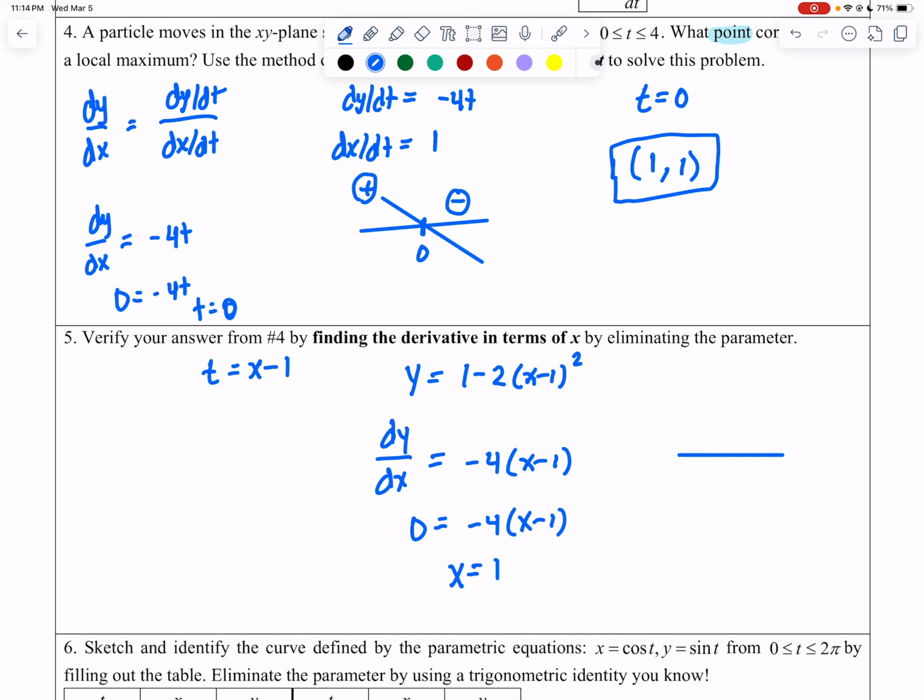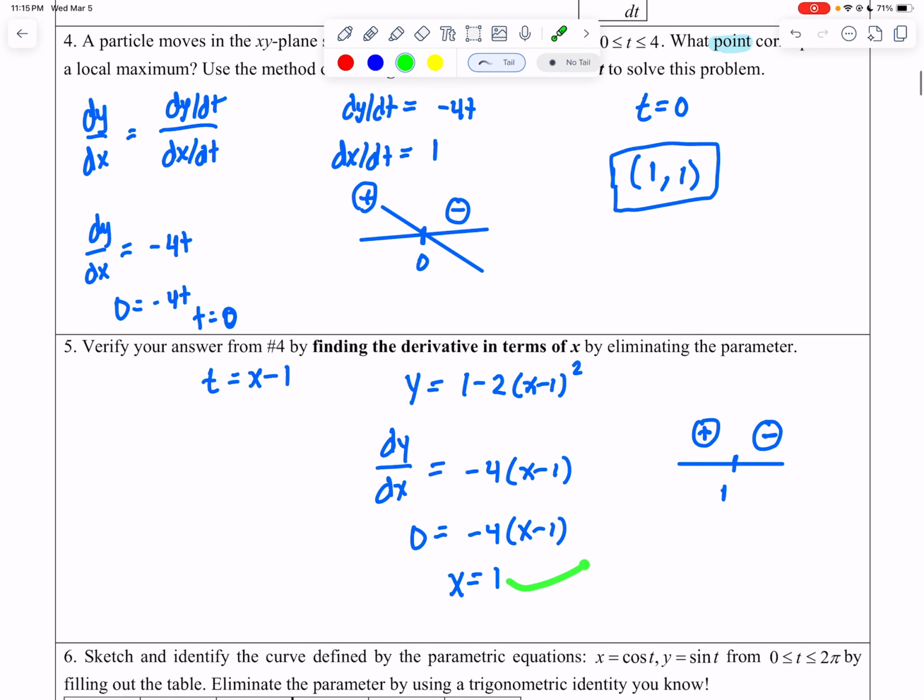Now, based off of this information right here, if x is equal to 1, and using my derivative, this left side is going to be positive. This right side is going to be negative. We have a relative maximum again. And because I already know that x is equal to 1, I could just figure out what y is by substituting it in. So if x is 1, substituting it into y, that's just going to cancel out, and I'm just left with 1.